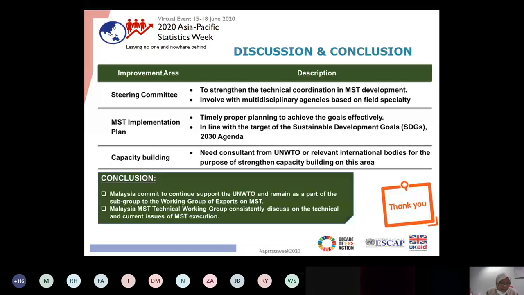Capacity building, we do need consultation from UNWTO or relevant international bodies for the purpose of strengthening capacity building in this area. So for the conclusion, Malaysia commits to continue to support the UNWTO and remain a part of the subgroup of the Working Group of Experts on MST. The Malaysia MST Technical Working Group consistently discusses the technical and current issues of MST executions. With this, I'm ending my presentation for today. Thank you.